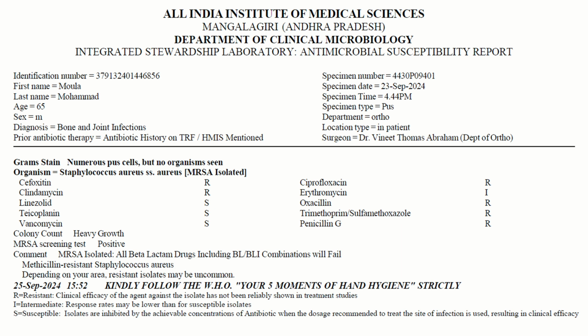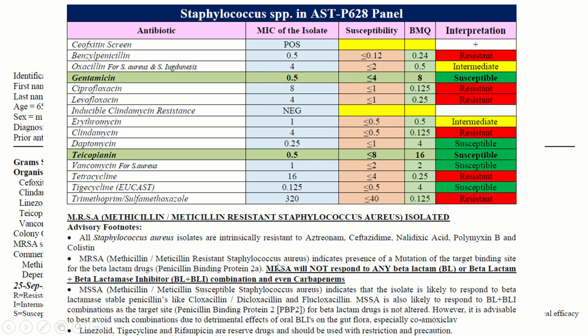The same thing can be extrapolated in case of the gram positives also, for Staphylococcus aureus. This is a case of MRSA, isolated from an orthopedic bone and joint infection. This is MRSA, and this is, I don't know, it's a D test positive, maybe it might be written somewhere.